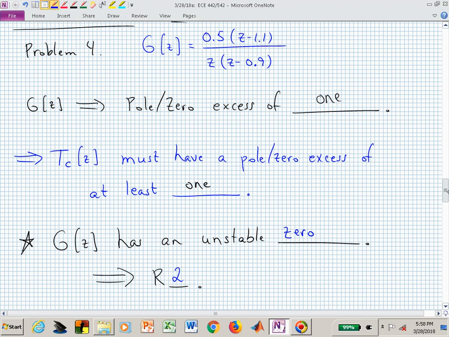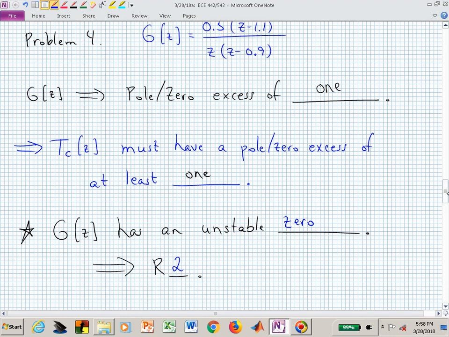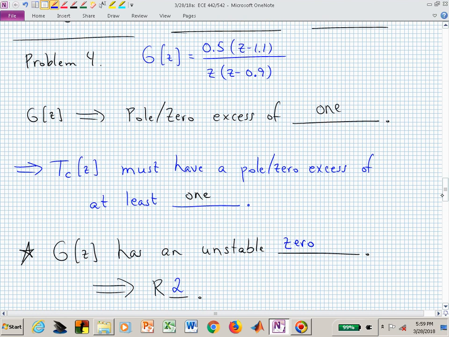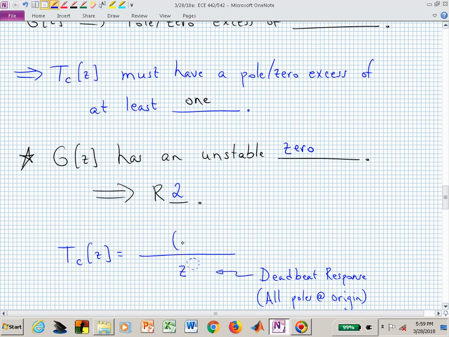So the third restriction deals with 1 minus T sub C of Z, and that's when we have to worry about unstable poles. And we'll get to that maybe when we talk about where these restrictions are coming from. But now we need to really just copy down that zero factor that's unstable in G of Z, put it into T sub C of Z. So now we have a Z minus 1.1.